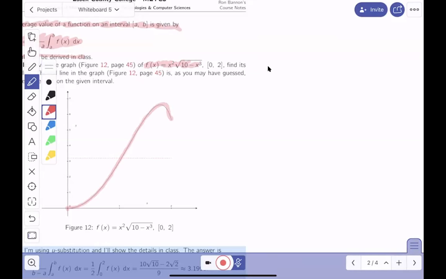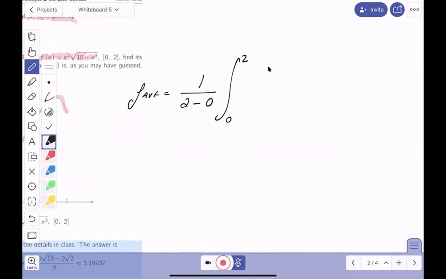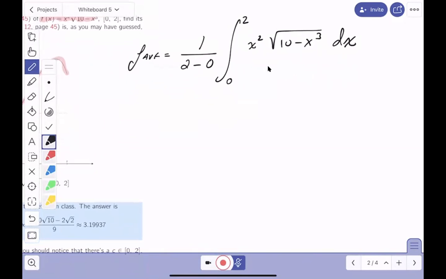So I'm going to use the formula. And what's the formula going to be? Let's write this down for you. F av is going to be equal to 1 over, well, the length of the interval is going to be 2 minus 0, integration, starting at 0, going to 2, f of x, what's that? x squared root of 10 minus x cubed, I'm using my formula, dx. Let's see if we can do it. And it doesn't look easy, but let's see if we can do it.